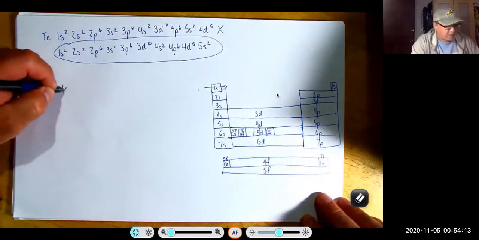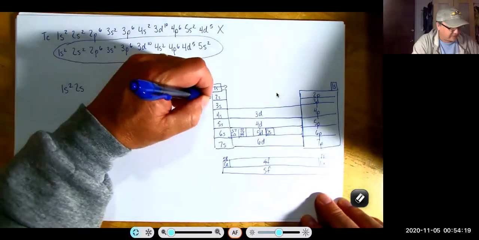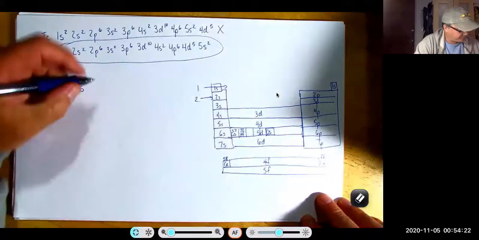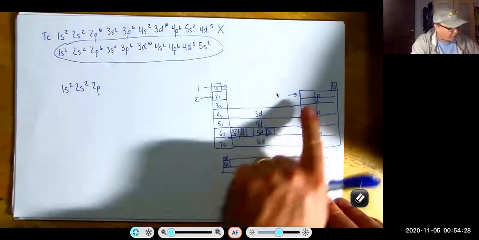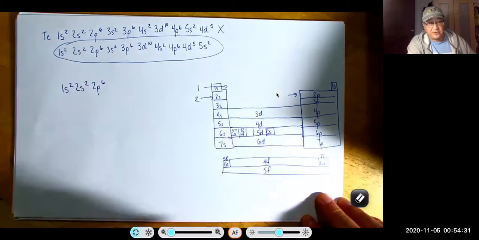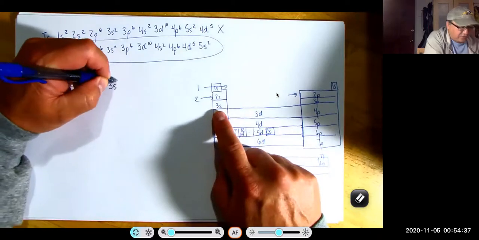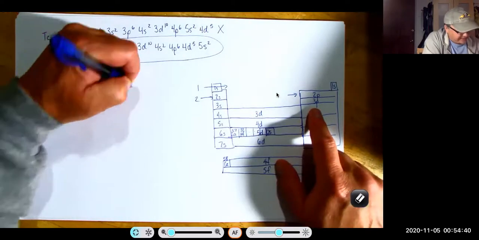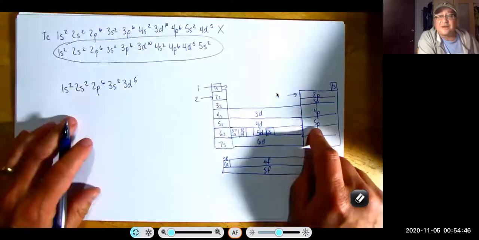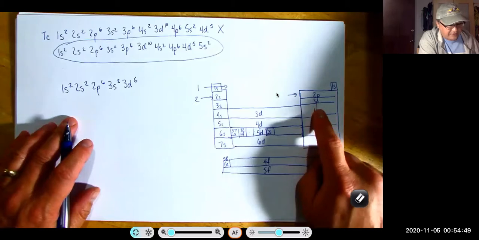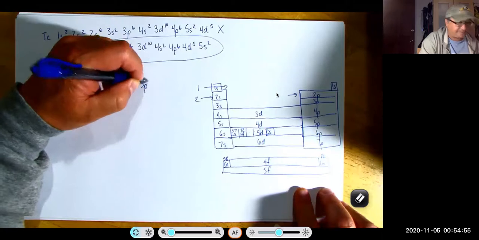So 1s, 1, 2, 2 elements. And then 2s, 1, 2. And then 2p. And since that's 6 wide that we have to go across on our way to osmium, it's 2p6. And then 3s2, and then 3, that's supposed to be a p. It looks like a d here because my p is drawn down on that. So it looks like a d, but that's a 3p. So I've got to cross this out and write 3p6.